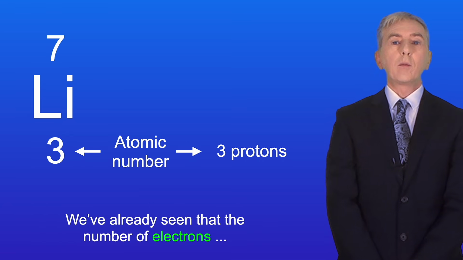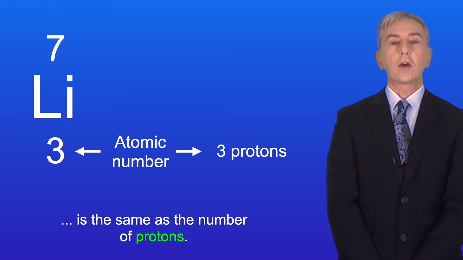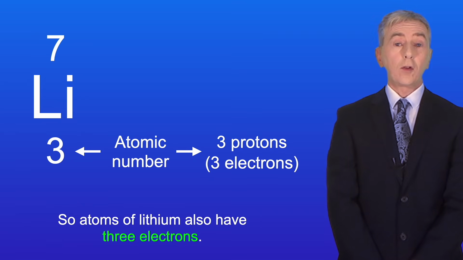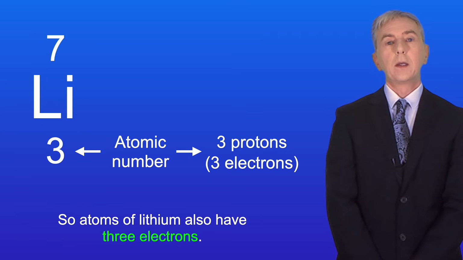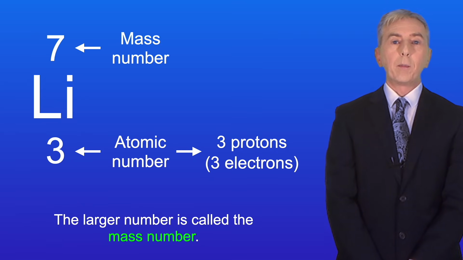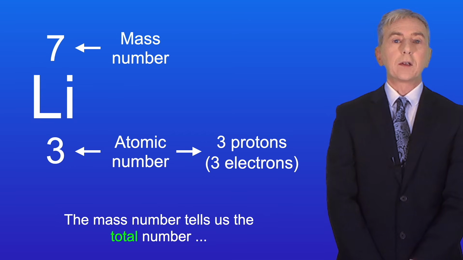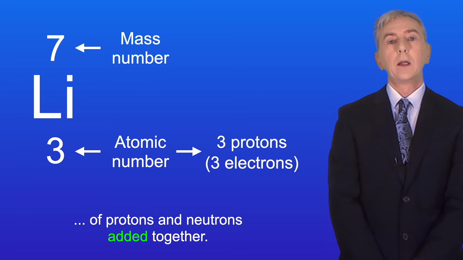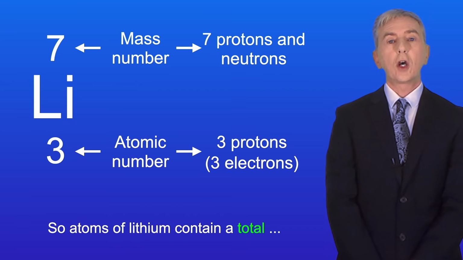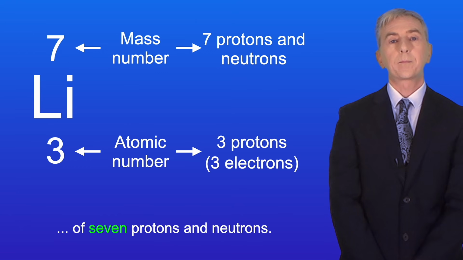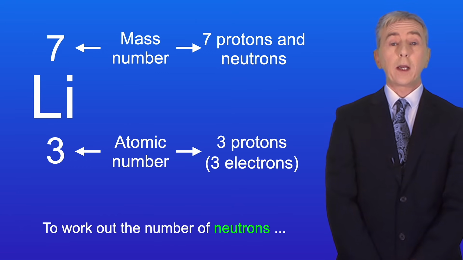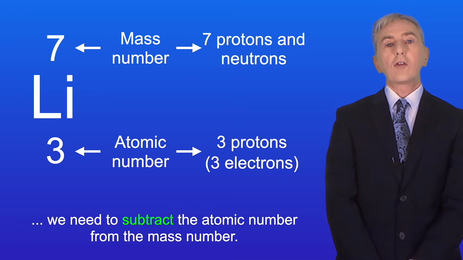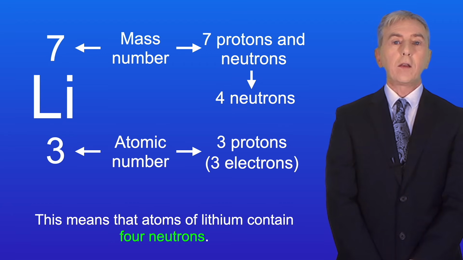We've already seen that the number of electrons is the same as the number of protons, so atoms of lithium also have 3 electrons. Now the larger number is called the mass number, and the mass number tells us the total number of protons and neutrons added together. So atoms of lithium contain a total of 7 protons and neutrons. Now, to work out the number of neutrons, we need to subtract the atomic number from the mass number. So this means that atoms of lithium contain 4 neutrons.